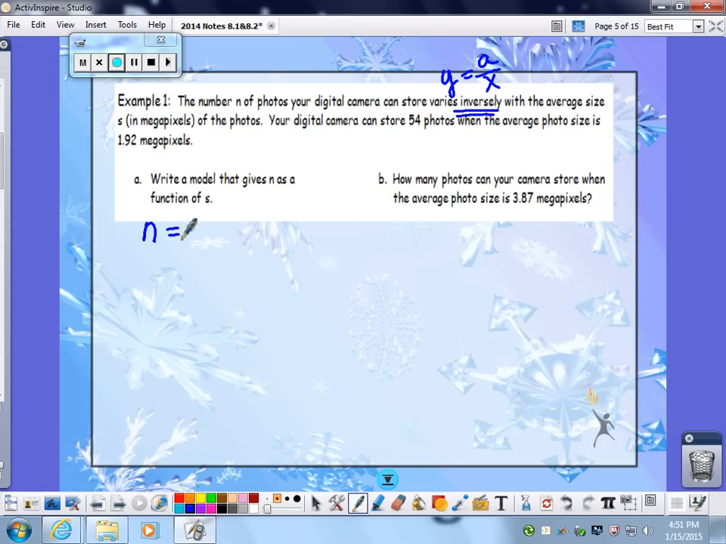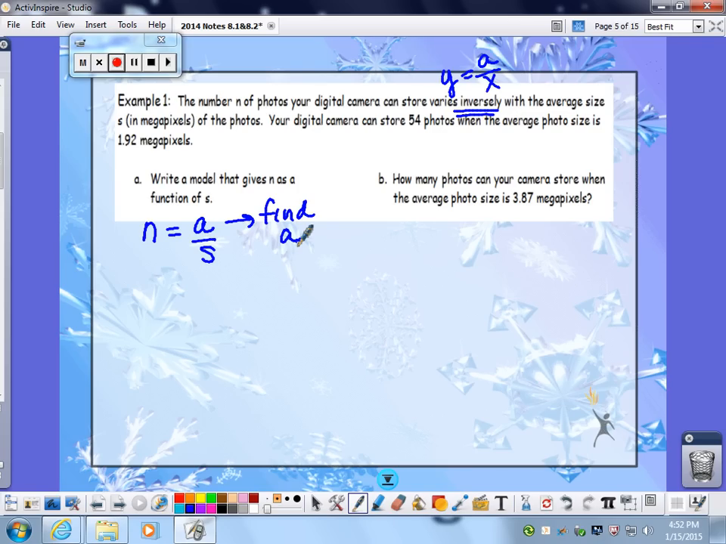So N is equal to A over, and instead of X, we're using, in terms of our problem, S. Instead of X, we're using S. So our first goal: we want to write a model that gives N as a function of S. We need to find A. That's our first job. Find our constant of variation.